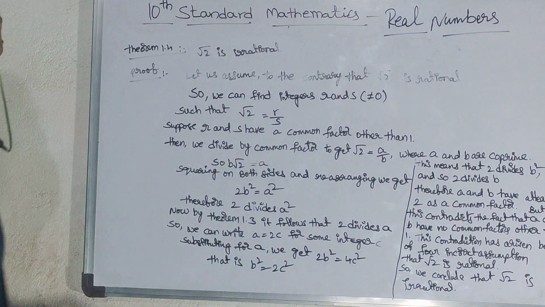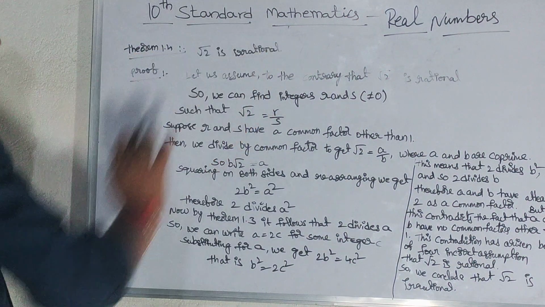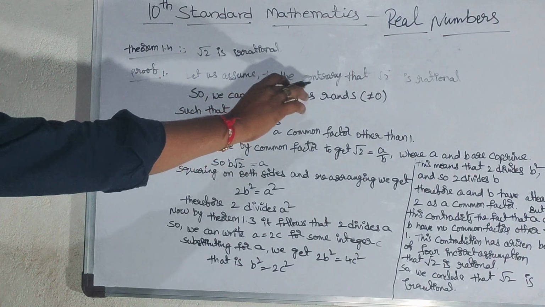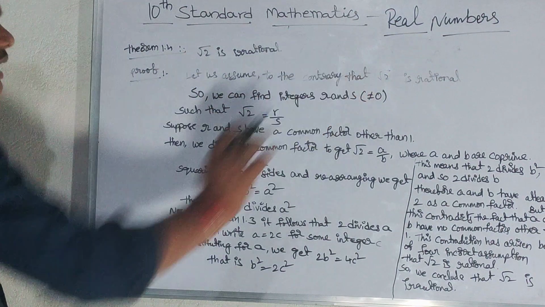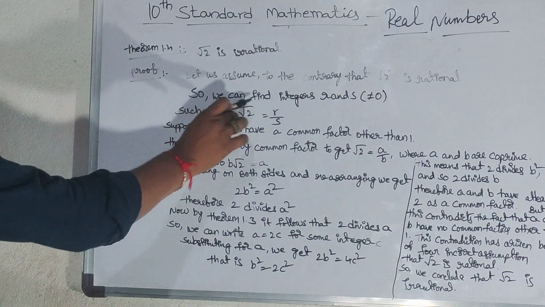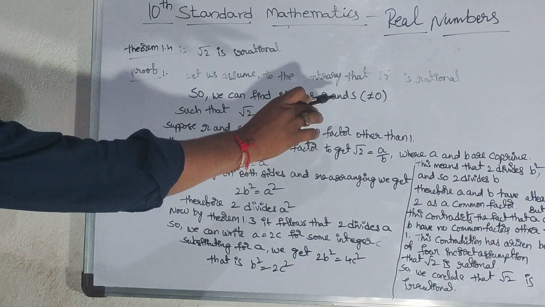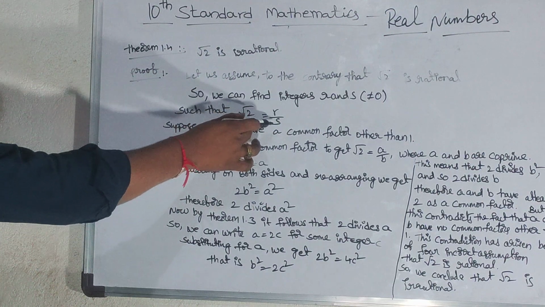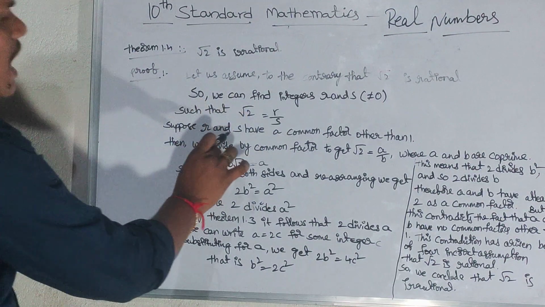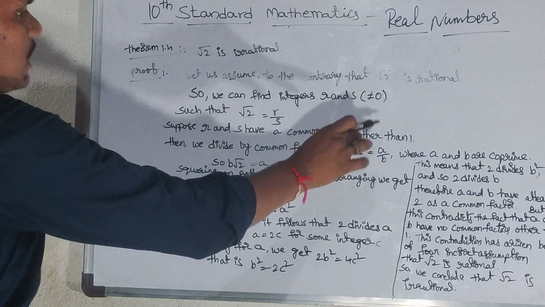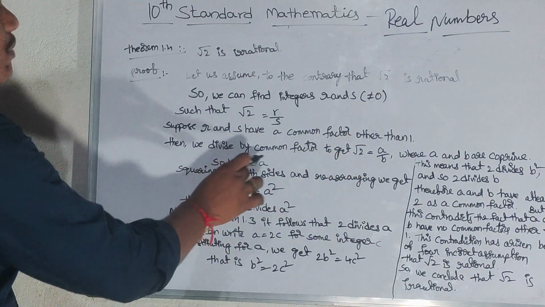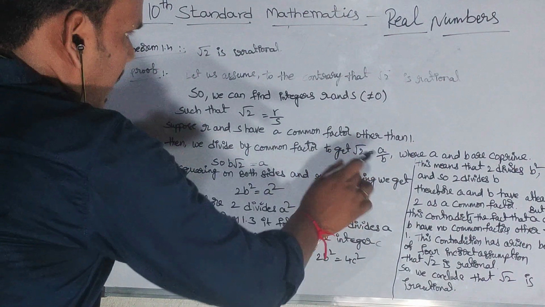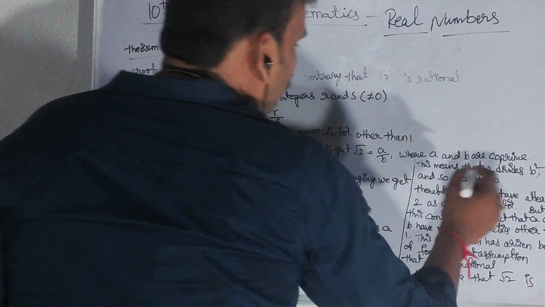Let us see the proof again. Theorem: square root 2 is irrational. Proof: let us assume to the contrary that square root 2 is rational. So we can find integers r and s not equal to 0 such that square root 2 equals r by s. Suppose r and s have a common factor other than 1. Then we divide by the common factor to get square root 2 equal to a by b, where a and b are co-prime.